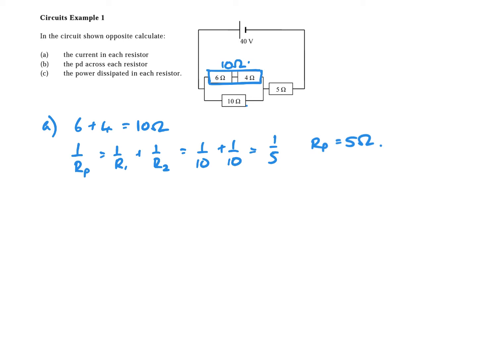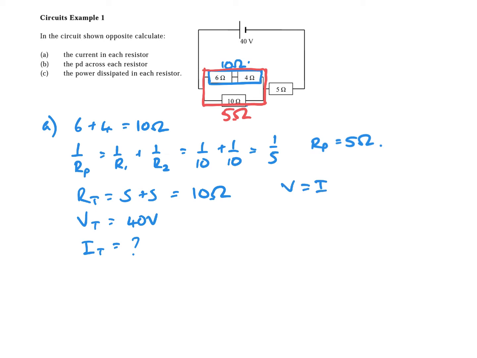So I'll use a slightly different colour just to indicate it, but what we are now saying is that this whole section here has a resistance of 5 ohms. And so lastly, that 5 is in series with the other 5. So the total resistance for this circuit is 5 plus 5. It's 10 ohms. The total voltage is 40 volts. So I can work out the total current, the current coming from the battery.